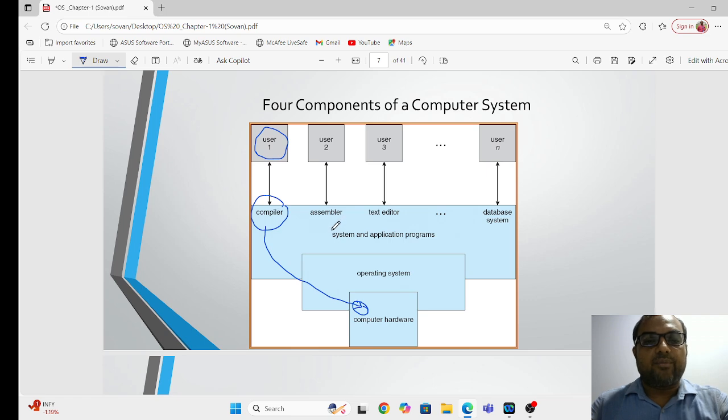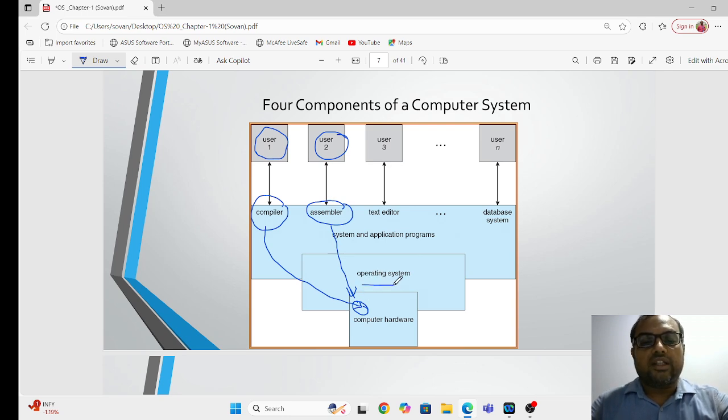At the same time, another user, suppose user 2, has an assembler, and the assembler will run the program, and the assembler also wants to access the same CPU at this time. But what happens? It is never possible, because there is only one CPU. So if the compiler accesses the CPU, then the assembler does not get the chance to access it.